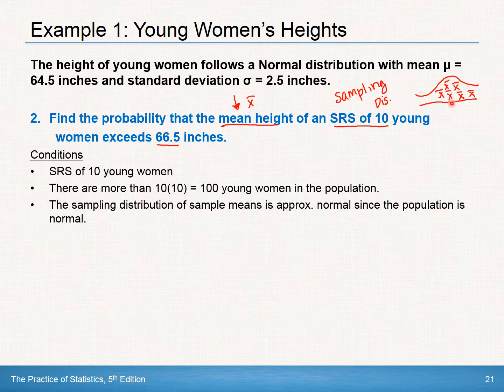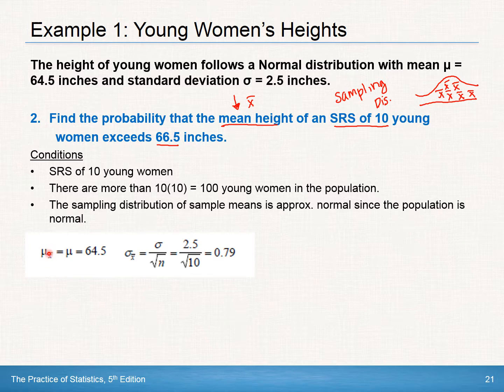Okay, 2, has to be independent. When I'm finding the standard deviation of the sampling distribution, each observation has to be independent. That's the population 10 times the sample size in context. So there are more than 10 times 10 or 100 women in the population. 3, the sampling distribution of the sample mean is approximately normal since the population is normal. So you have to show that it's normal because I can't use these scores if my sampling distribution is not normal. I have my conditions. Since I have my conditions, all right, let's find it.